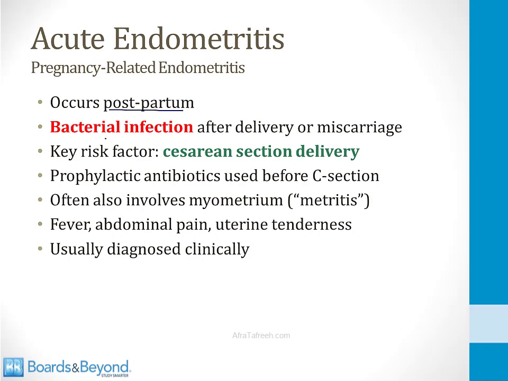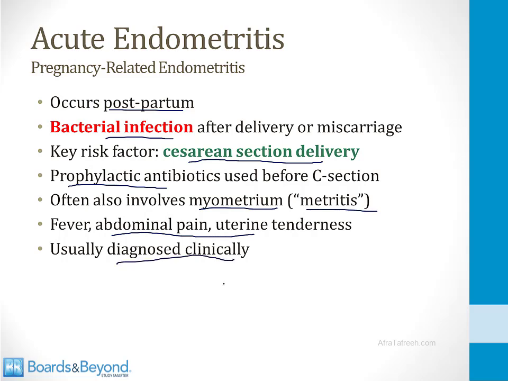This is caused by bacterial infection after delivery or miscarriage, and a major risk factor is a cesarean section delivery. In a cesarean section, the surgeon will put his or her hands into the uterus, and you can imagine that it's easy to introduce bacteria. Because of this, prophylactic antibiotics are usually given before C-section. When this occurs, it's an entire uterus disorder. It often also involves the myometrium, which is called metritis, and the woman will develop fever, abdominal pain, and uterine tenderness. It's usually diagnosed clinically based on these findings.